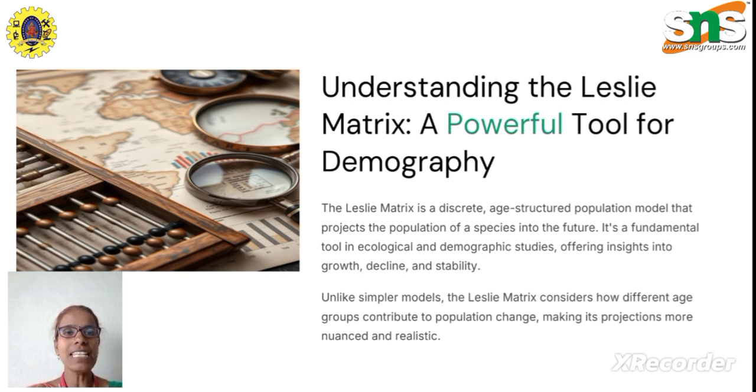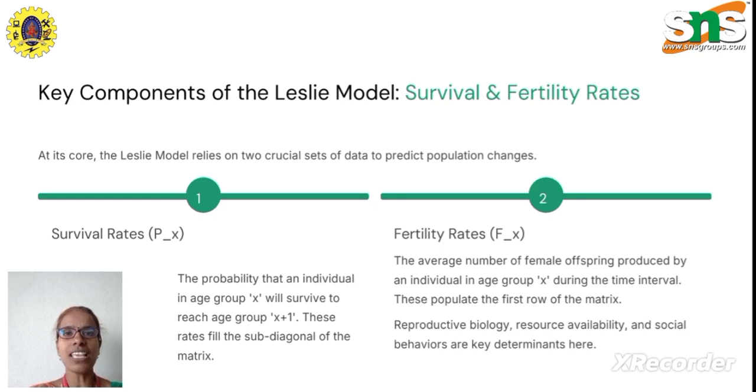Unlike simpler models, the Leslie matrix considers how different age groups contribute to the population change, which makes the projections more nuanced and realistic. So the next thing is, what are the key components we have in the Leslie model. The first thing is survival and fertility rates. At its core, the Leslie model relies on two crucial sets of data to predict the population changes. The first is the survival rate and the second one is the fertility rate.